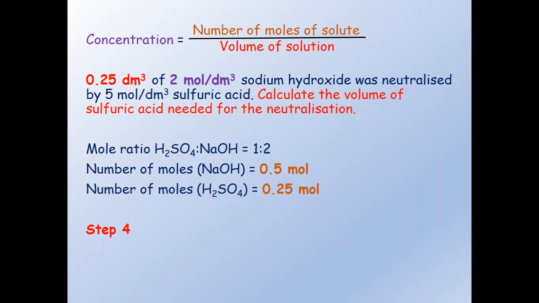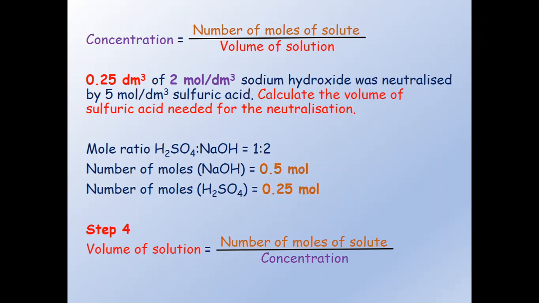Now we can move on to the last step, step 4, and this one is different from what we did before when we did the concentration in the other video. Calculate the volume of sulfuric acid needed. Again, we have to rearrange the equation to be able to calculate the volume, and if we rearrange the equation at the top, we get volume of solution equals number of moles of solute divided by the concentration. The number of moles we have found out now, it's 0.25.